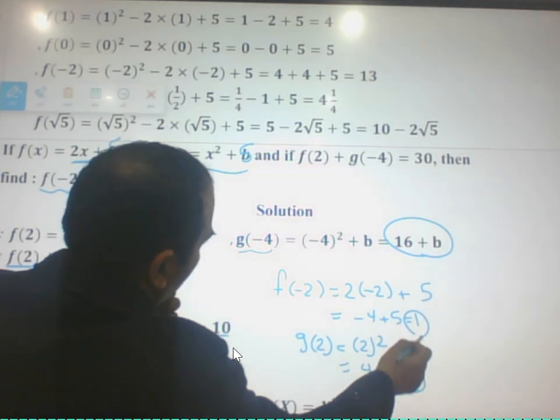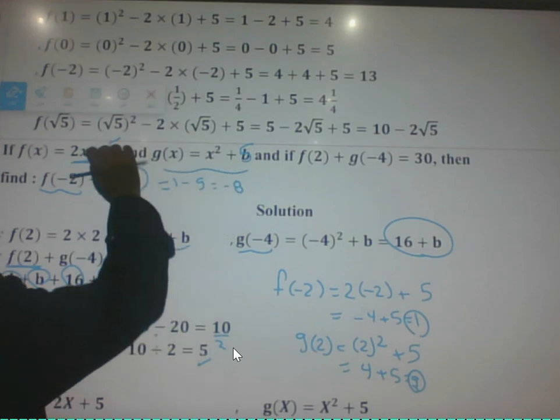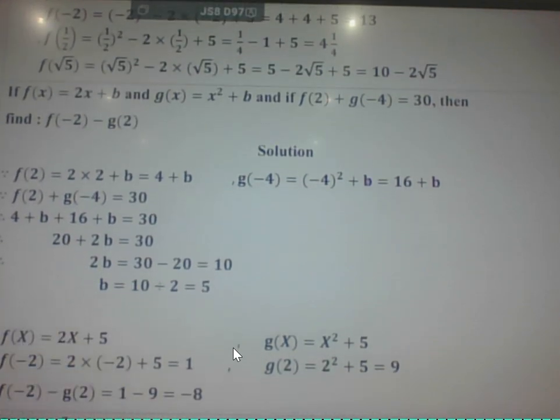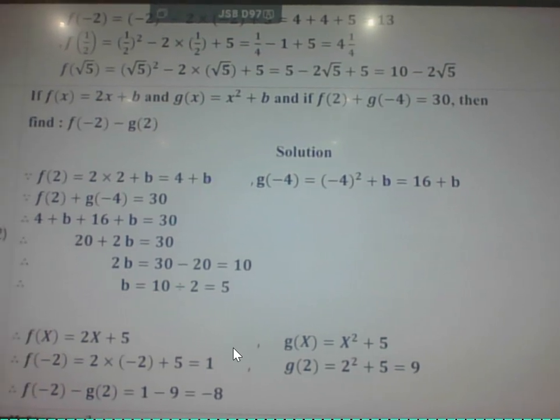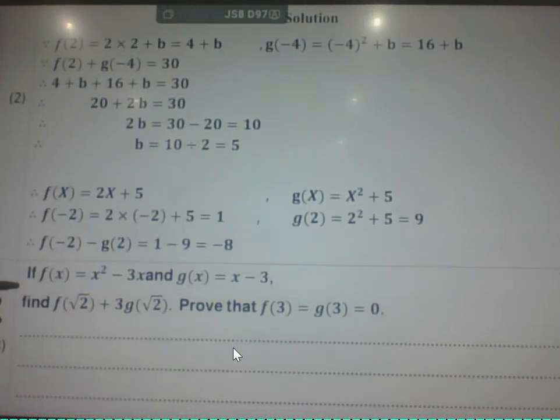Then we have two solutions, 1 and 9. Then 1 minus 9 equal negative 8. Then the answer here is negative 8. Look at the answer. About the steps here, it will be negative 8. Okay. Now I will solve the next question down with you.